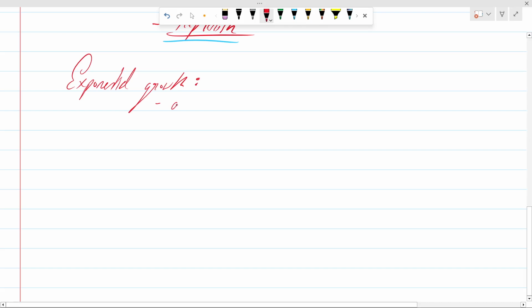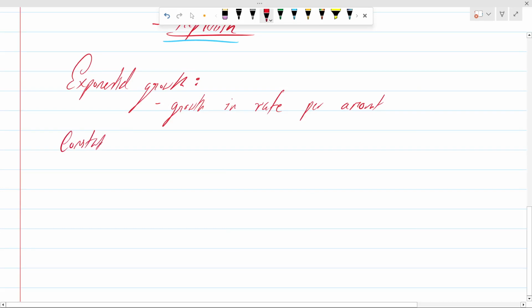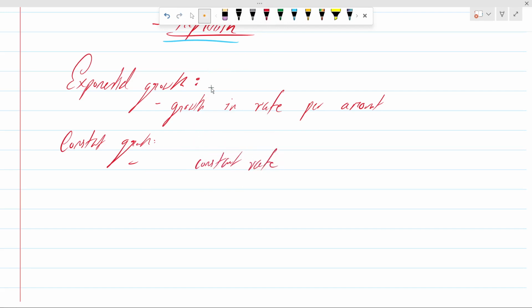Okay. The growth that takes place per year, no, not per year, rate per amount. If it was a constant growth, the growth would be at a constant rate, not per amount. Per amount means it keeps on squaring itself, but a constant rate is not like that.